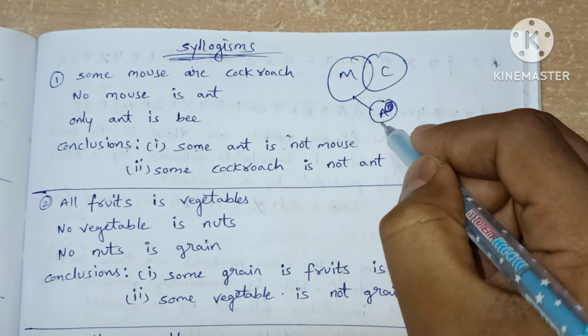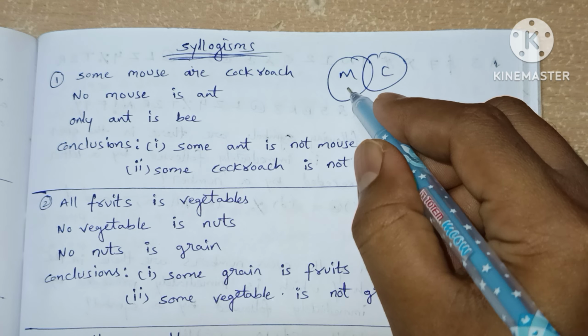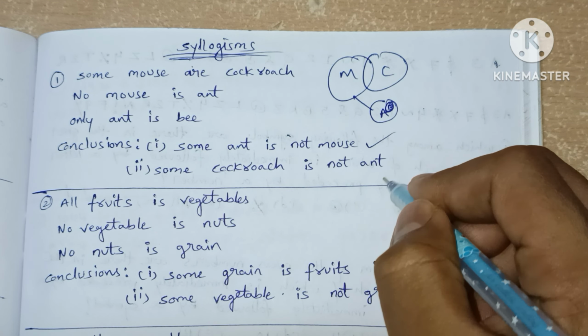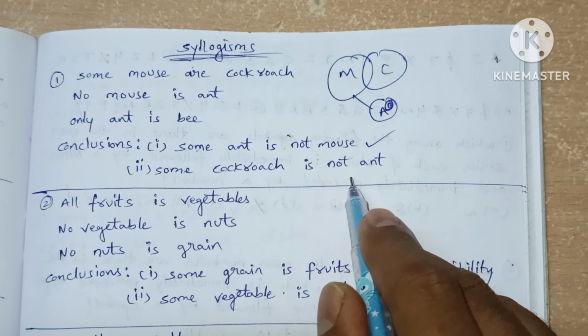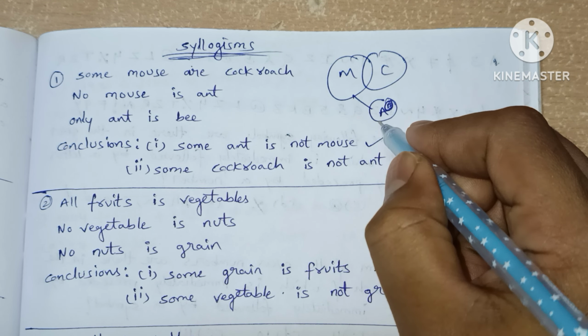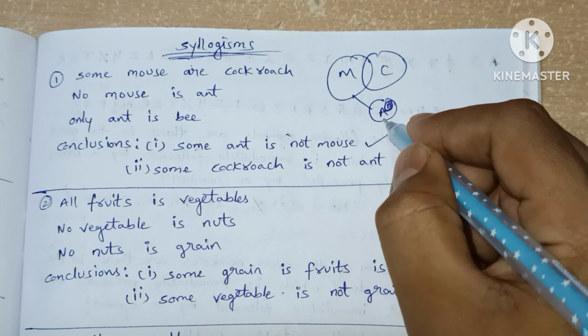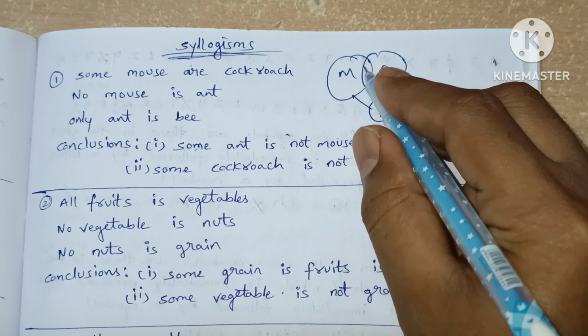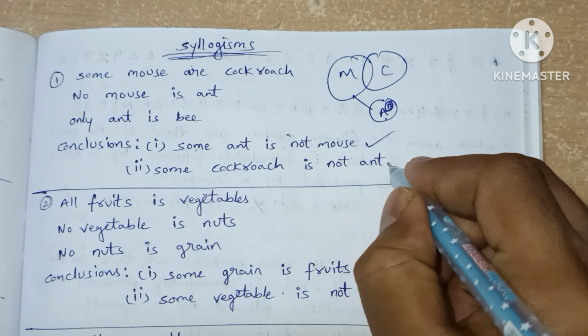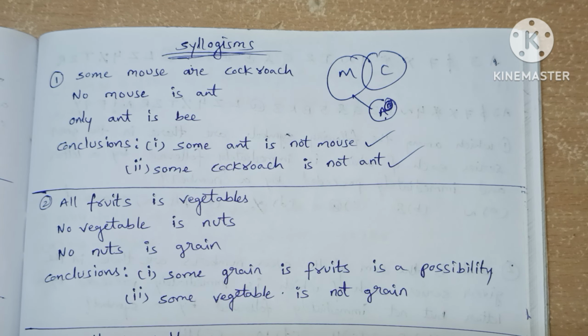All ant can be mouse? No. So all cases fail, so it will be true. Some cockroach is not ant. All cockroach can be ant, possible? All cockroach can be ant? No, it is not possible. And all cases fail here, so it is true.